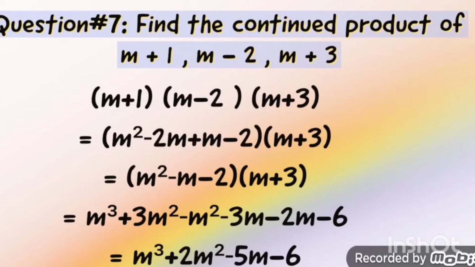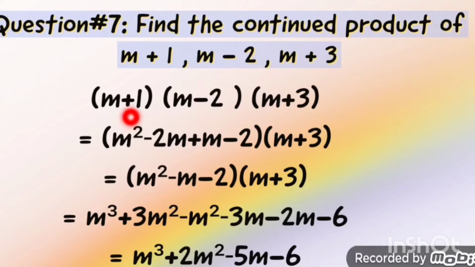In question number 7, we have to find out the continued product of m plus 1, m minus 2 and m plus 3. To find out the continued product of these three polynomials, first of all we will multiply the first two polynomials and then we will multiply the product of these two polynomials with the third polynomial. First we write these polynomials in the form of product.